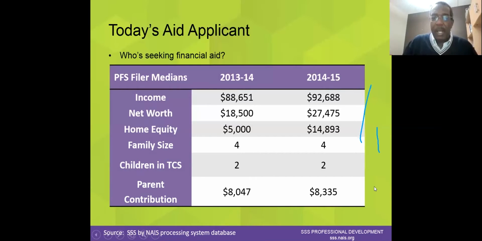So getting a snapshot and understanding that snapshot of who your typical aid applicant is can say something about who believes your price is too high for them to pay on their own, and whether or not that profile is shifting over time would be something that's important to check.